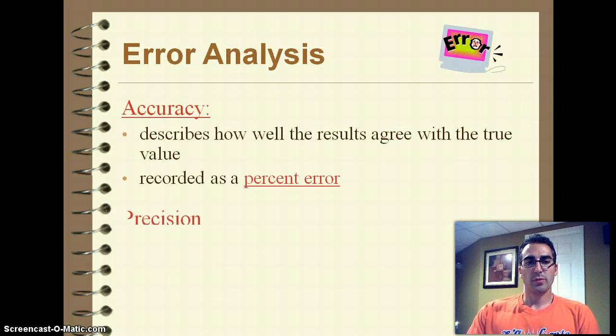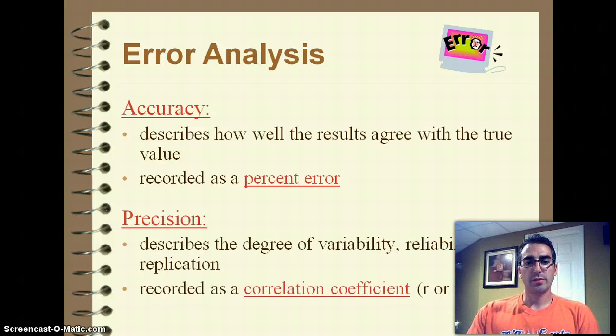Some other vocab words, some terms that I'm going to be using a lot for error analysis are accuracy versus precision. Accuracy describes how well the results agree with the true value. If you're trying to determine, let's say, the acceleration of gravity, you already know that the acceleration of gravity is 9.8. That's the true value. And let's say you do your lab and you come up with an answer of 9.7. Is that pretty good? Well, they're only different by 0.1.